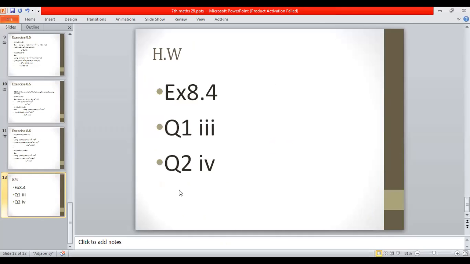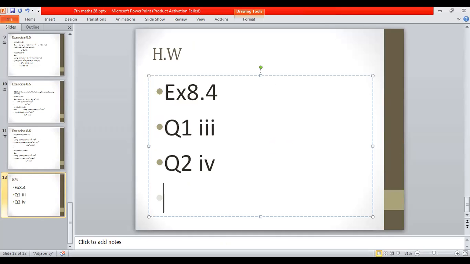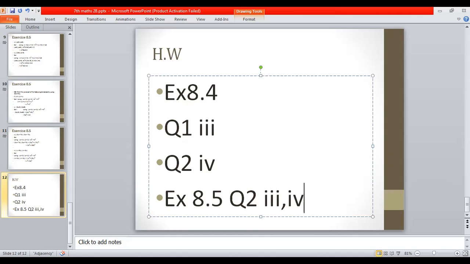In exercise 8.5, question number 2, third and fourth part. So this is your homework. Exercise 8.4, question number 1, third part, question number 2, fourth part. Exercise 8.5, question number 2, third part and fourth part. So this is your homework.